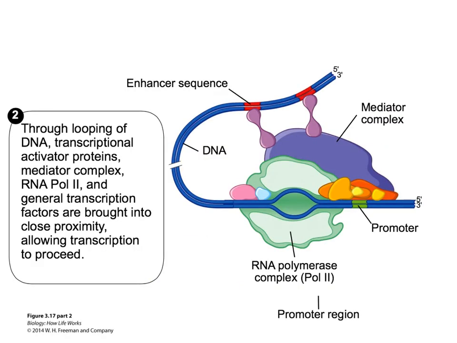All right, so here's the enhancer sequences. Here's our activator proteins. Here's my promoter. Here's the mediator complex, which is really the entire thing. It is the transcriptional activator proteins, the RNA polymerase, and the general transcription factors. They're all brought together, and that forms this mediator complex, this whole thing. We'll just consider it that way. Now, at this point, then, we can actually have transcription occur.